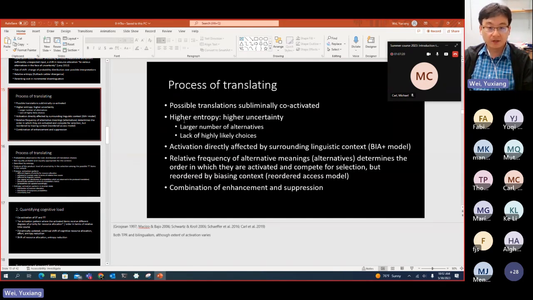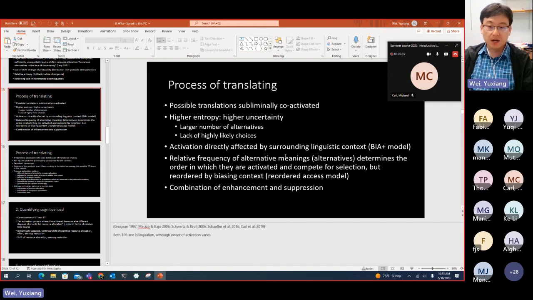As I said, a higher entropy indicates higher uncertainty. This can be a result of either a larger number of alternatives that are activated or a lack of highly likely choices among these activated items. This activation in many models of the mental lexicon would be directly affected by surrounding linguistic context. This is consistent with the BIA plus model, which is simply a model of the bilingual mental lexicon.